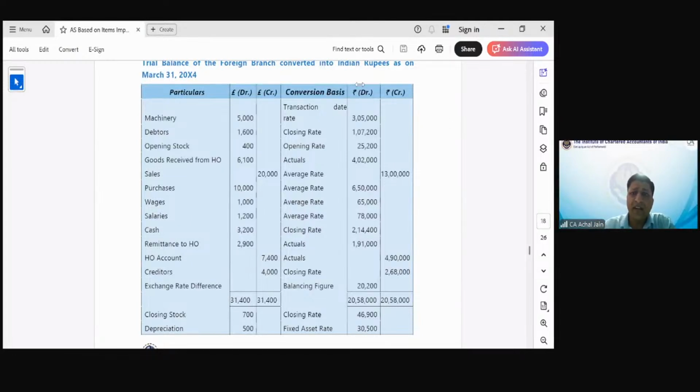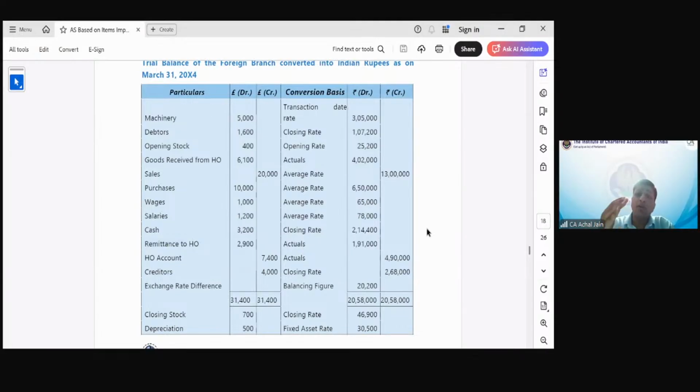Okay, great. I think Priyanshi, Harshda, they have considered the same thing. Very good. Then, once again, when you have this remittance to HO or HO account, this again you will pick up at actual. Creditors, you have used the closing rate? No.